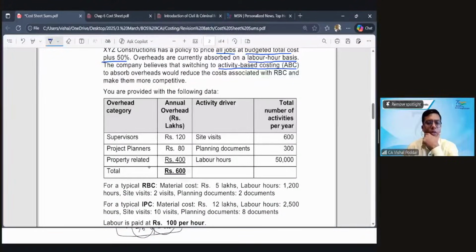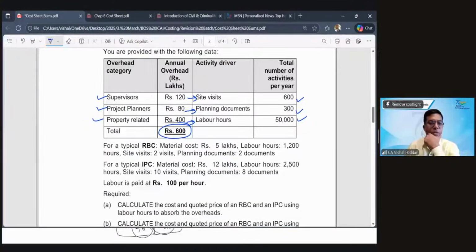The overheads of the company include supervisor costs, project planner costs, and property related costs. The total comes to 600 lakhs. For each of these costs, they have identified activity cost drivers, as you can see. Now, for a typical RBC project, how much is the material required? 5 lakhs. Labor required 1200 hours. Site visits are 2. Planning documents are 2.